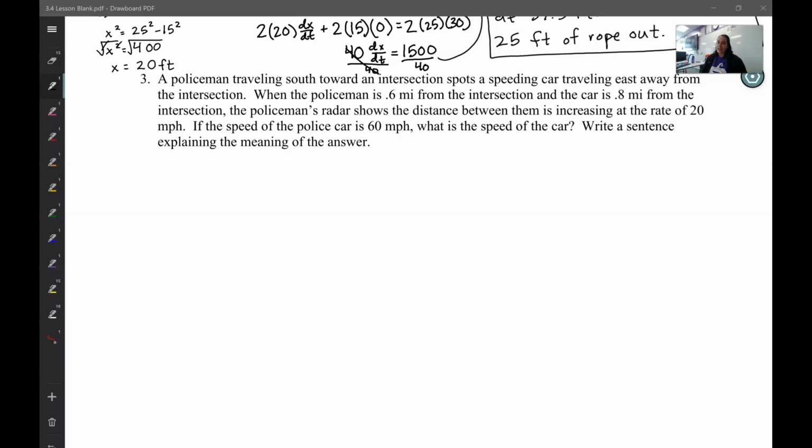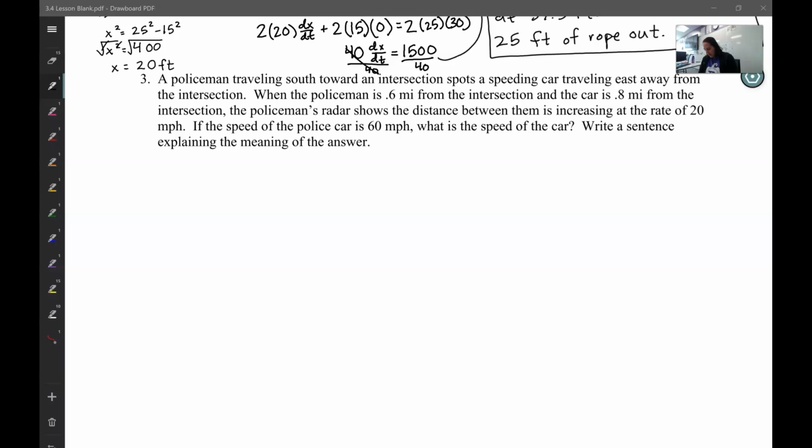Let's try another related rates problem. This one does not have a picture, so first we're going to start by drawing a picture as we go. So number 3, a policeman traveling south towards an intersection.